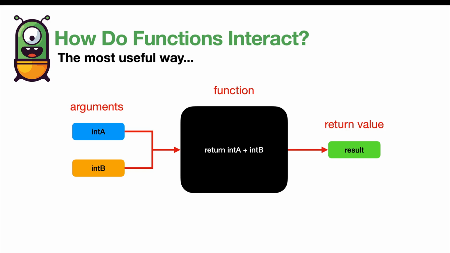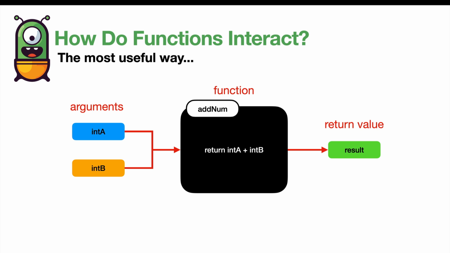So how do functions interact? There's a number of different ways that functions can interact with your program. There's three main ones that I'm going to cover today, and I'm going to give them to you in the order of most useful to least useful. You could also say that these are in the order of most powerful to least powerful in terms of getting the most out of your functions.